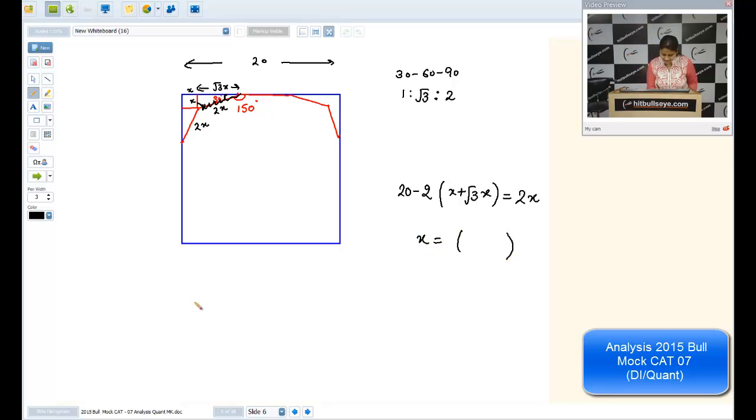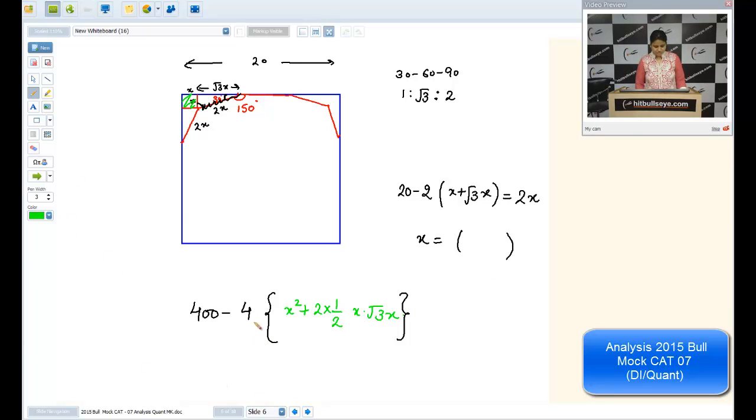Now I'm writing the area. Area will be square area minus 4, since there are 4 corners, times the square area plus 2 triangles, half into base into height I am using. Now you can put the value of x, you will get the answer. Since you have calculated the octagon's area and the dodecagon's area, we can do the subtraction part. It was a calculative question.